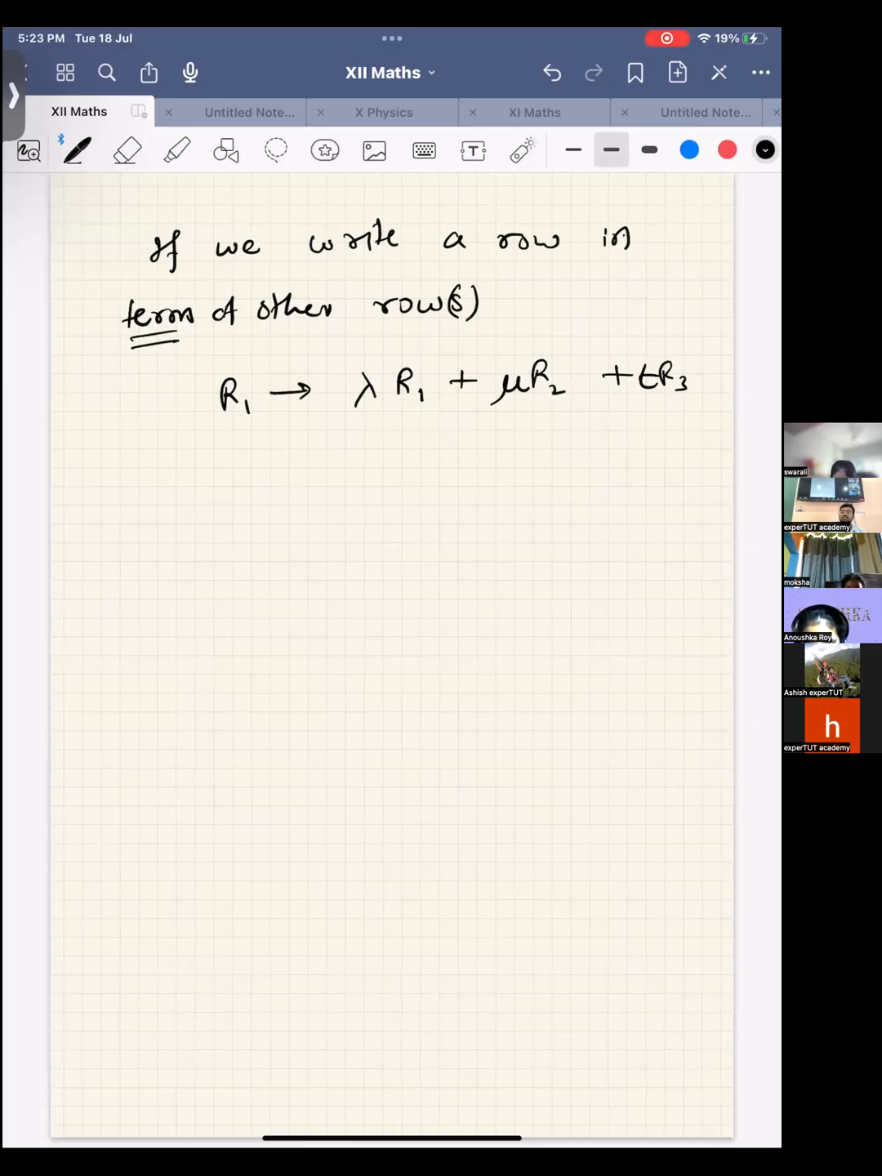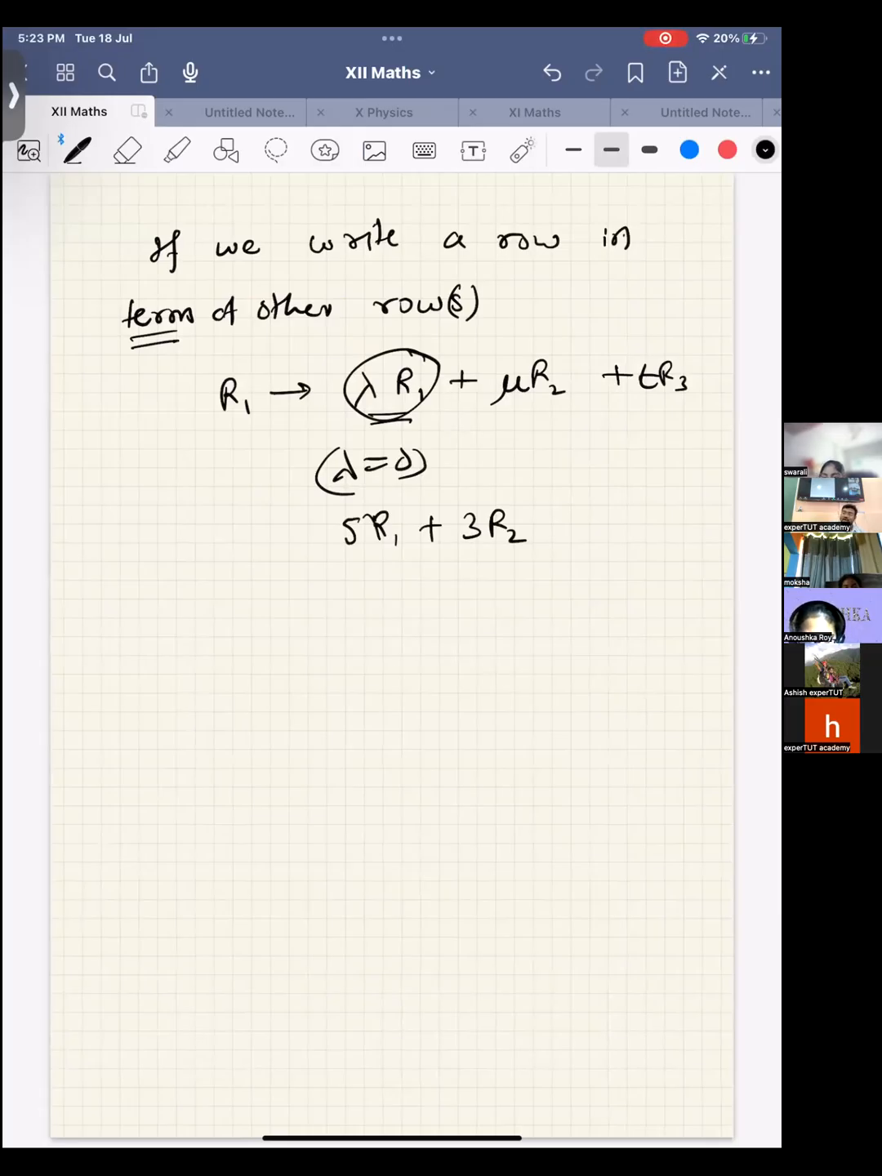1 second. Oh, lambda should not be 0, the original one should remain. If you want to do something with R1, the original R1 should remain. It should not be 0. So lambda should not be 0. But you can do 5 R1 plus 3 R2. Okay? So the determinant you are not playing with it. The value of the determinant remains same.